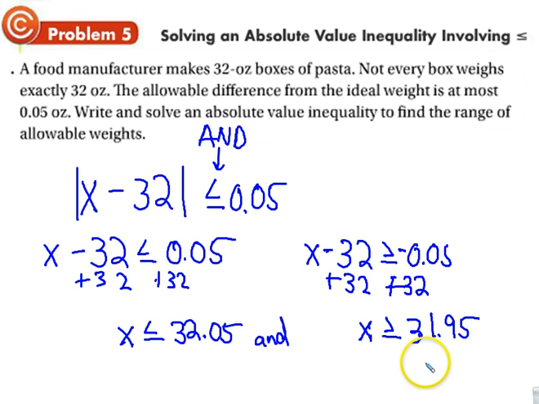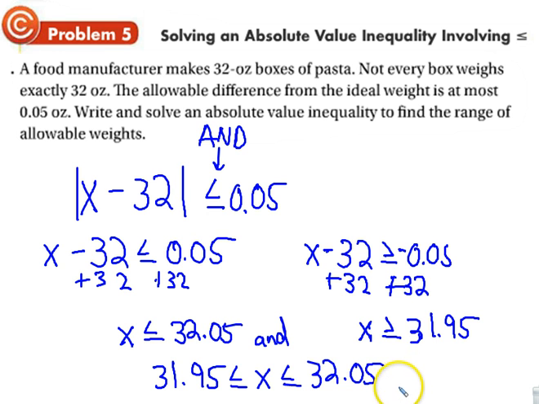So the range of allowable weights is going to be between 31.95, less than or equal to x, which is also less than or equal to 32.05. So as the box is coming off the conveyor, if it doesn't weigh between these, they get rid of it. Right? They pass it on. There's another example of this in your book. It's a good one to follow because they've worked it out for you.